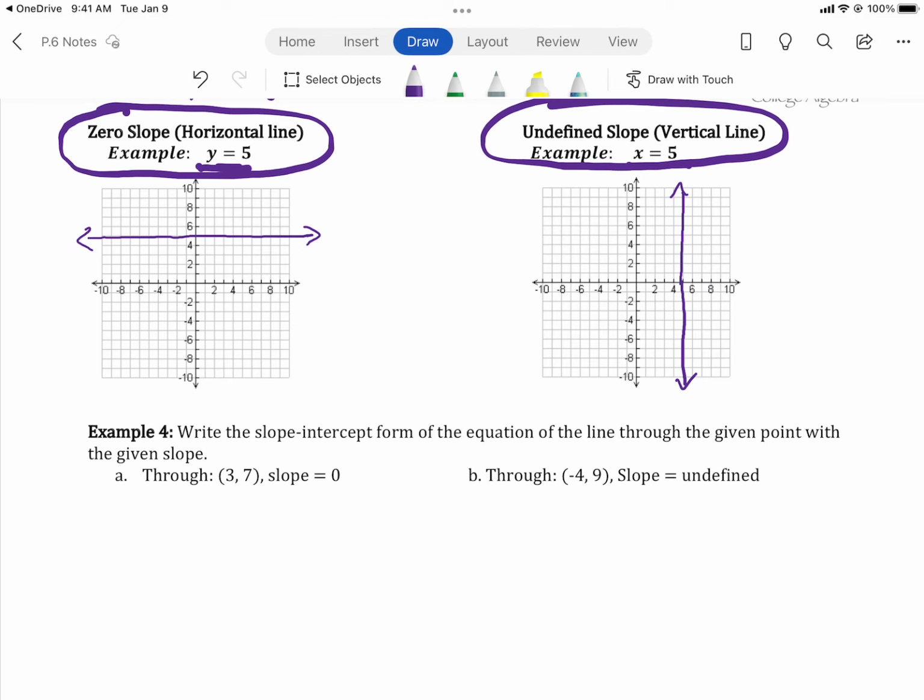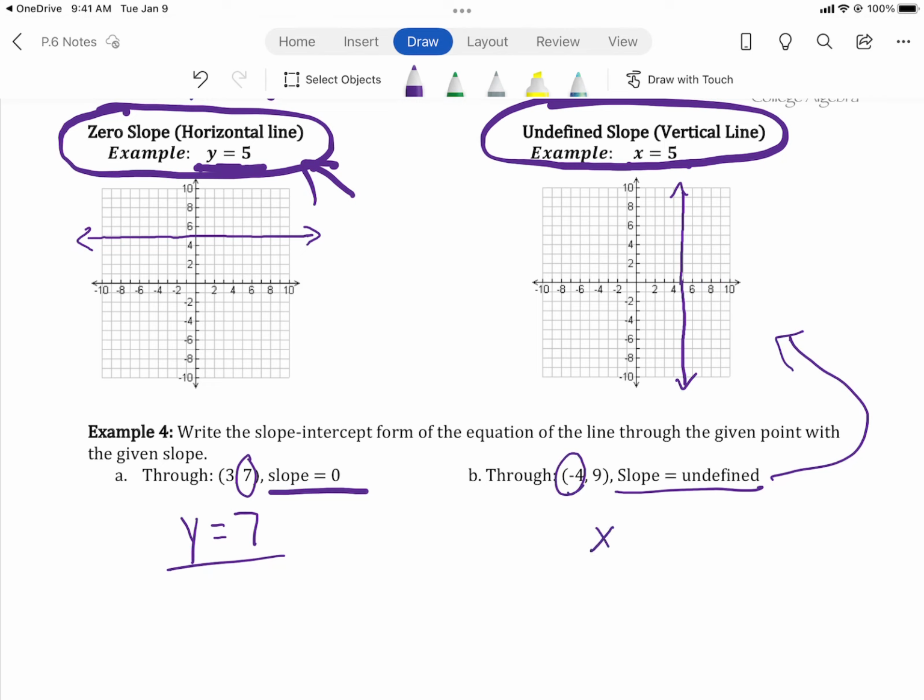If I look at example 4, we want to write the slope-intercept form going through the point and the given slope. Well, slope of 0 is up here. It's a horizontal line. It's a y equals, so this is simply going to be y equals 7. It's whatever the y coordinate is. An undefined slope matches a vertical line, which is an x equals, so it's whatever my x value is. This is just going to be x equals negative 4. Not really work to show, just simple ones, and you are good to go.